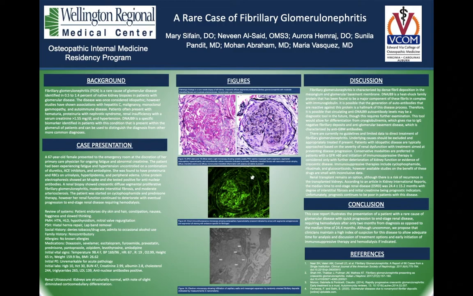She did not have any symptomatic complaints other than her review of systems, which was positive for dry skin and hair, constipation, nausea, fogginess, and slow thinking. She has a past medical history of hypothyroidism, hypertension, hyperlipidemia, and mitral valve regurgitation. The remainder of her history, including her surgical history, social history, family history, and allergies, were unremarkable or non-contributory.